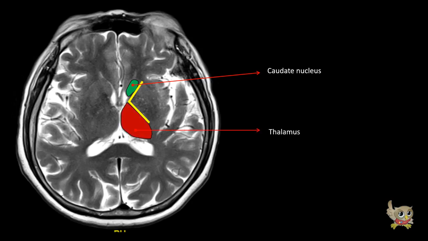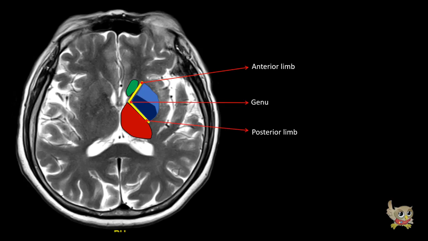Lateral to the third ventricle is the thalamus. The lentiform nucleus is composed of the globus pallidus medially and the putamen laterally. The internal capsule is sandwiched among the subcortical nuclei. The anterior limb is between the caudate and the lentiform nucleus, while the posterior limb is between the thalamus and the lentiform nucleus.